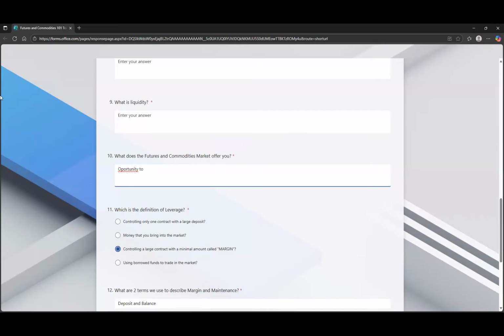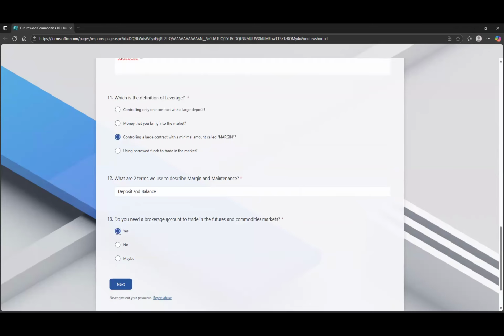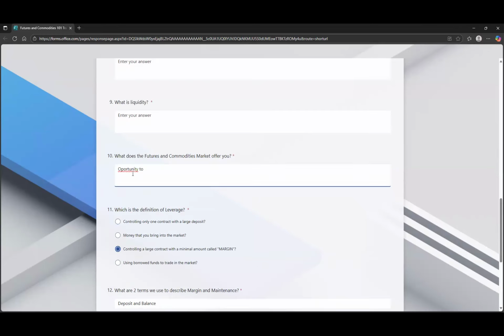I got a question. The next question is, do you need a brokerage account to trade in the futures market? Yes. Everybody should know that. That has to be a yes. Absolutely. You can't trade without it.